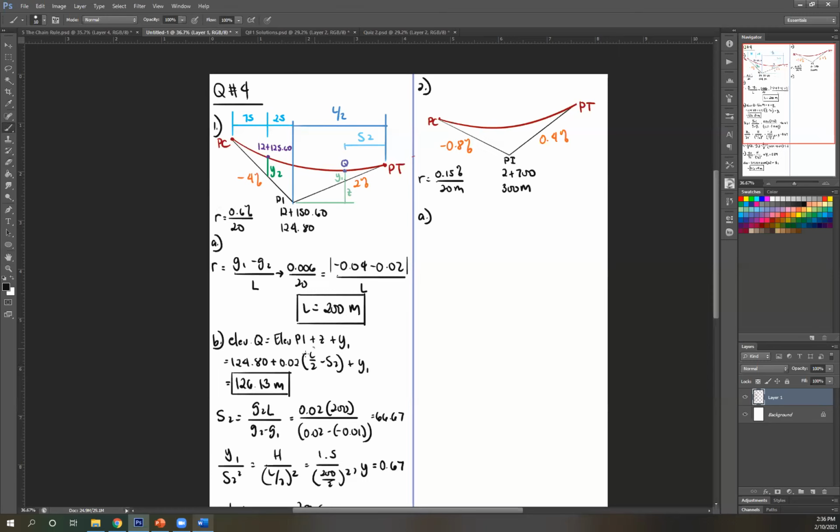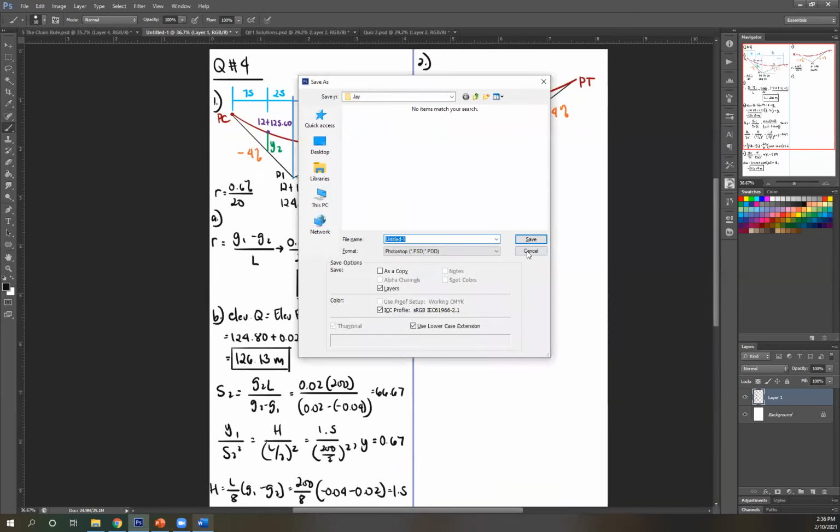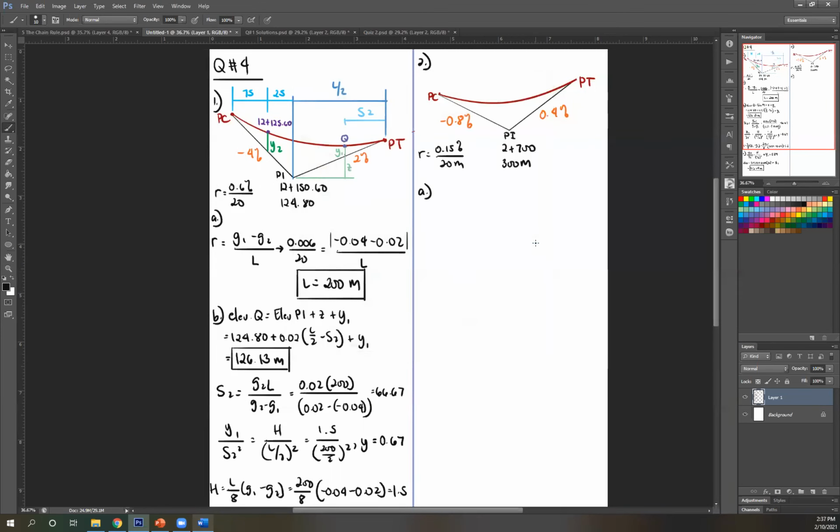First thing, I already know L, so I know L over 2. Next, I want to know S2. S2 using the equation G2 L over G2 minus G1. So sub that in: G2, grade 2, that's 2%, so 0.02. L is 200, over G2, 0.02, minus your negative 4%. So this is 4. Computing for that, you get 66.67.